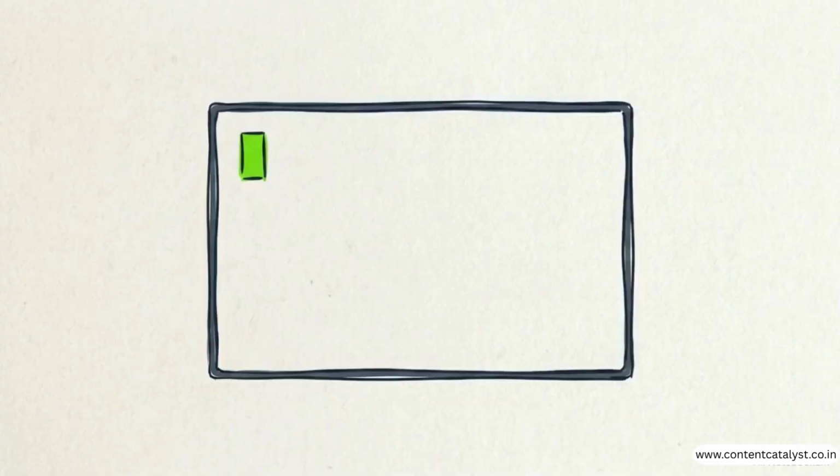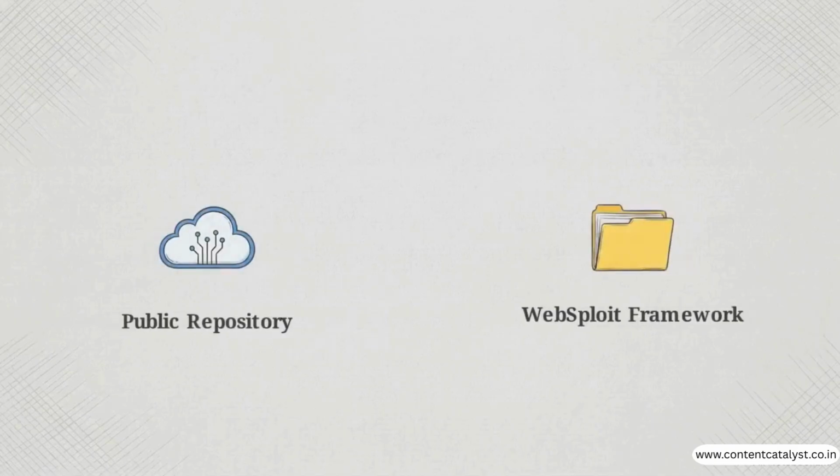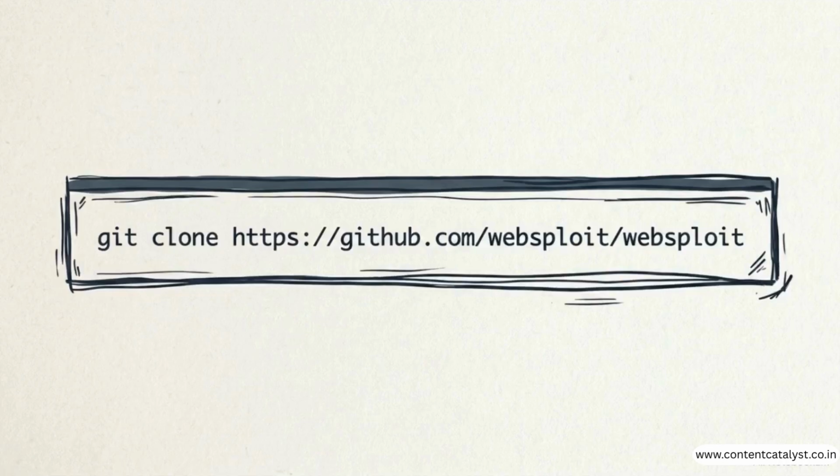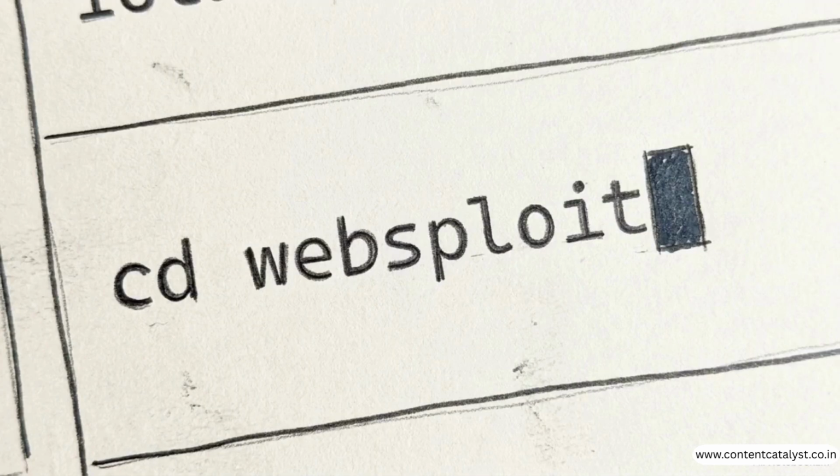We start with a blank Linux terminal. Our first objective is to pull the Websploit framework directly from its public code repository. This terminal mockup shows exactly what to type. You will use the git clone command with the repository URL, and then use the cd command to move into the newly created Websploit folder.